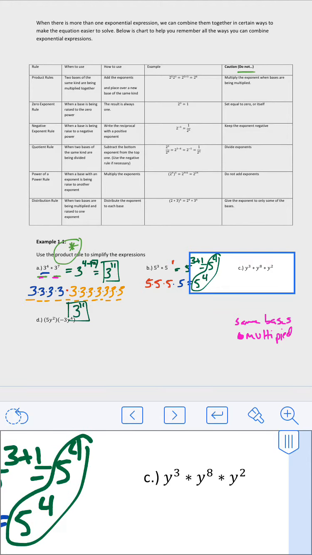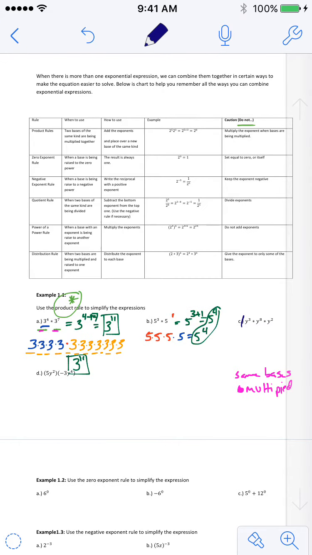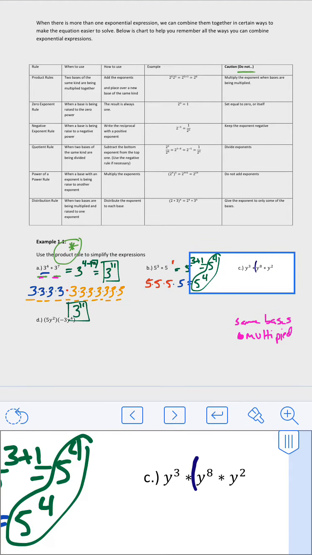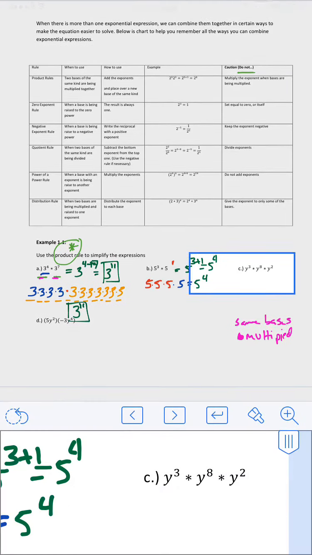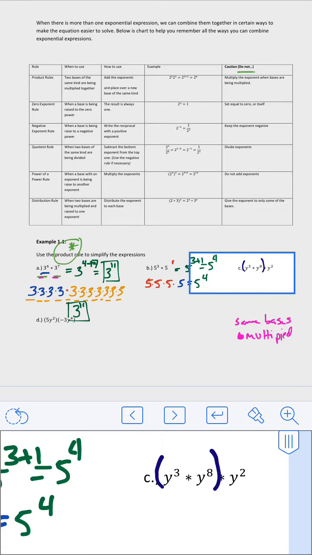So I could do these two guys first, or we could do the second two guys first, and then we do the third one after that. It doesn't really matter which ones you do first. I think I'm going to start with the first two, just because it's a little easier to see. So I'm going to start by combining these guys.